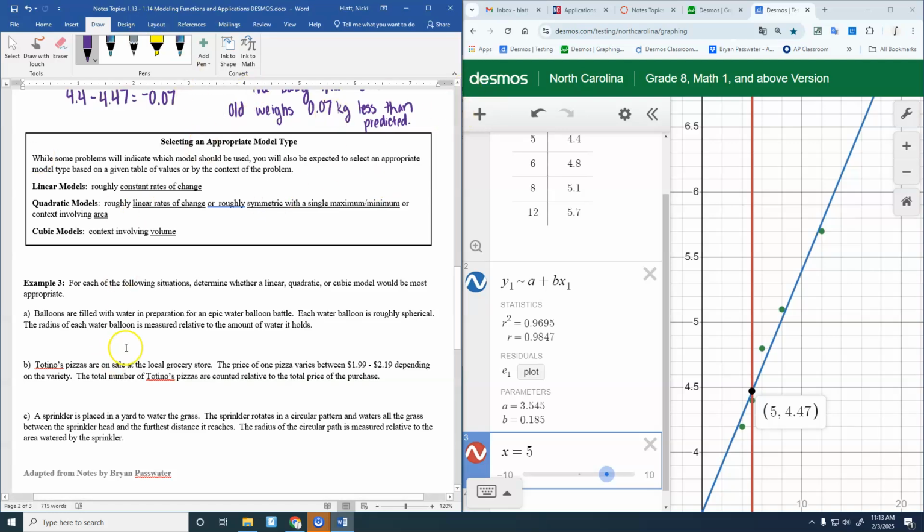Totino's pizzas are on sale at the local grocery store. The price of the pizza varies between $1.99 and $2.19, depending on the variety. The total number of Totino's pizzas are counted relative to the total price of the purchase. So we're talking about number of pizzas you buy and total price. What's that one going to be?